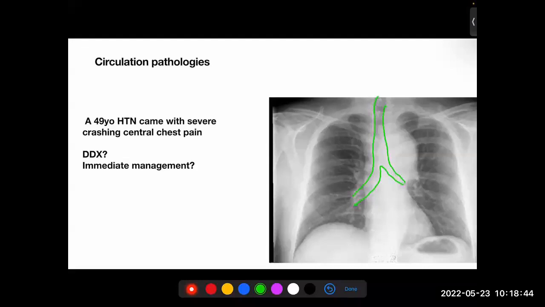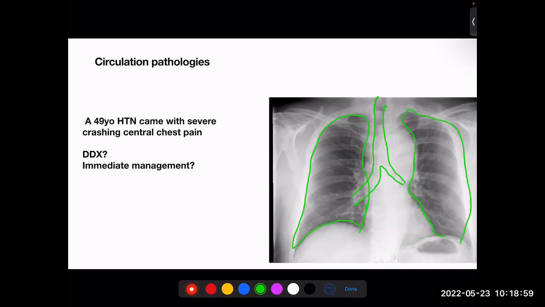Normal trachea. Normal outer line of the lungs. Technically, normal outer line of the lungs, even on the other side. Normal outline of the heart.